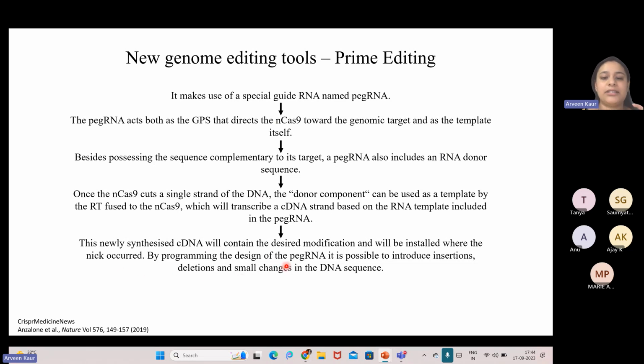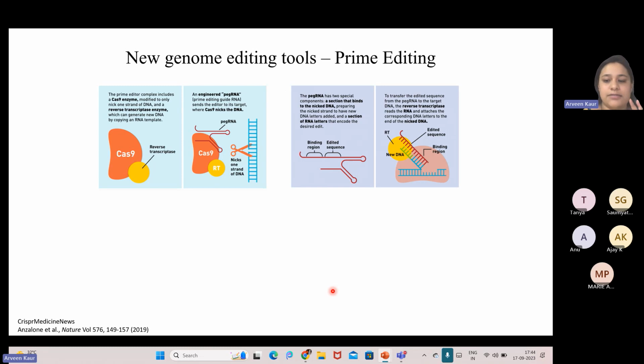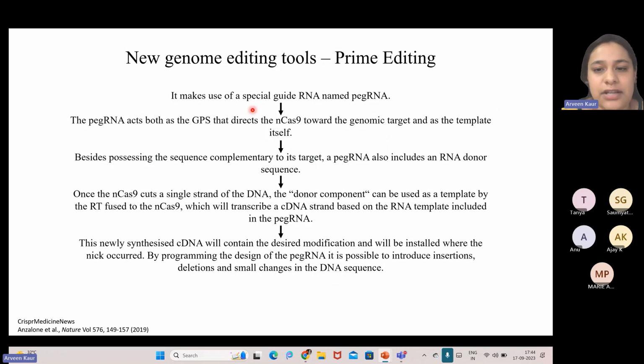By programming the design of the PEG RNA, it was possible to introduce insertions, deletions, and even small changes in the DNA sequence. So what was the basic principle of this? In this, they have basically used a special reverse transcriptase, right? What the special reverse transcriptase actually did was that it guided the Cas9, it created a nick, and after creating a nick, it also had a template, right?